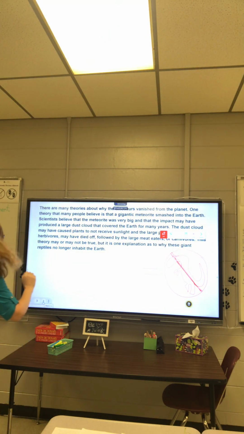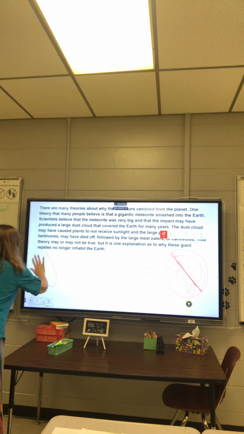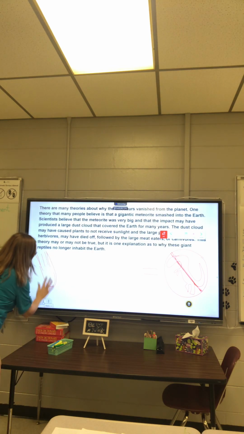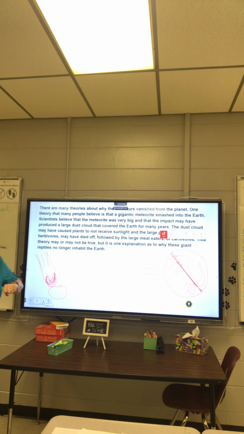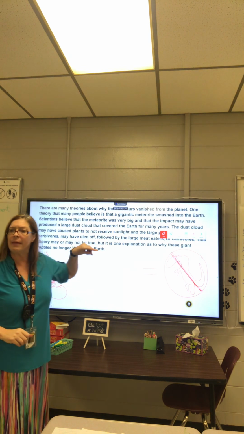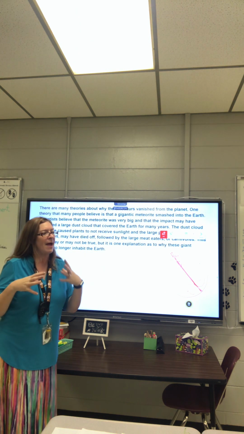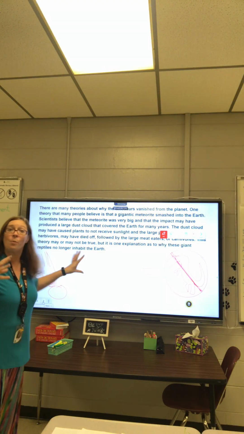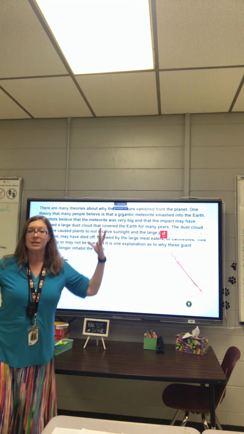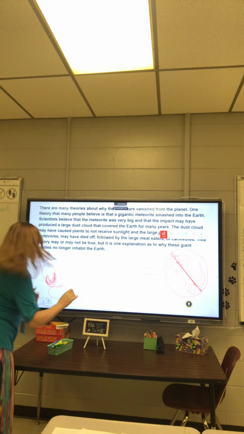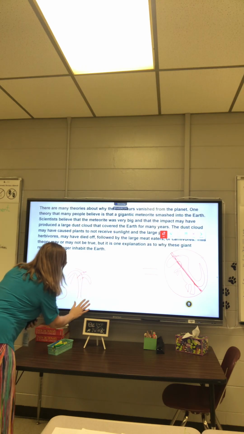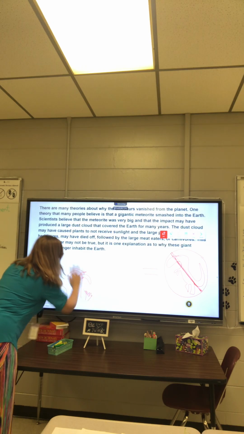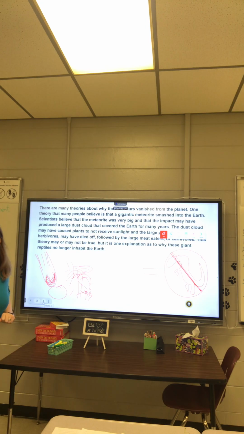Yeah, a meteorite. Oh my gosh, let's draw a meteorite. Big, flaming hot ball that's coming down to Earth. Meteorite. Good. Okay, what was another thing that scientists believe happened? Right, when the meteorite landed, a big dust cloud landed on all of the plants. So we had trees and plants that got covered in dust.